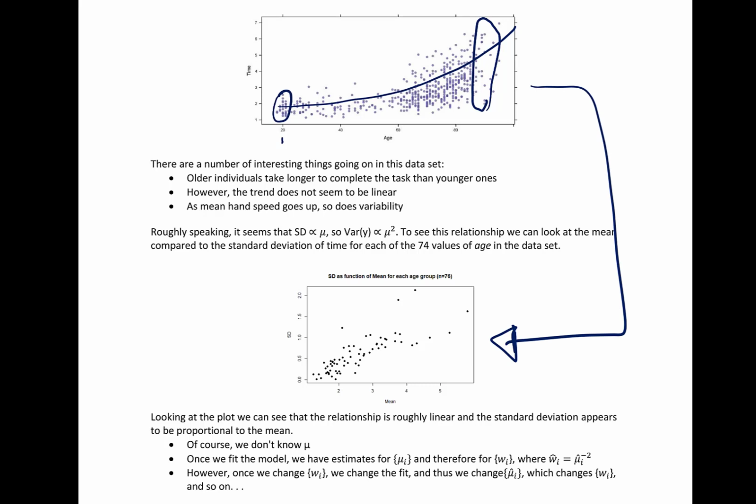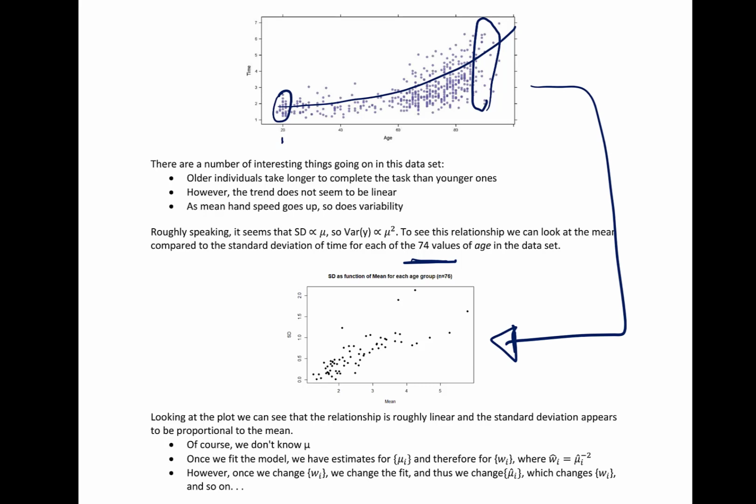Now for some of the ages, for example, at age 20, it looks like again there were about 9 to 10 observations. Some other ages have fewer observations, some have a little bit more. So when we say 74 values of age, what we mean are those distinct values of age that were seen in the data set. Then, for each of those distinct values, what we did was find the mean time for that age as well as the standard deviation of time for that age.